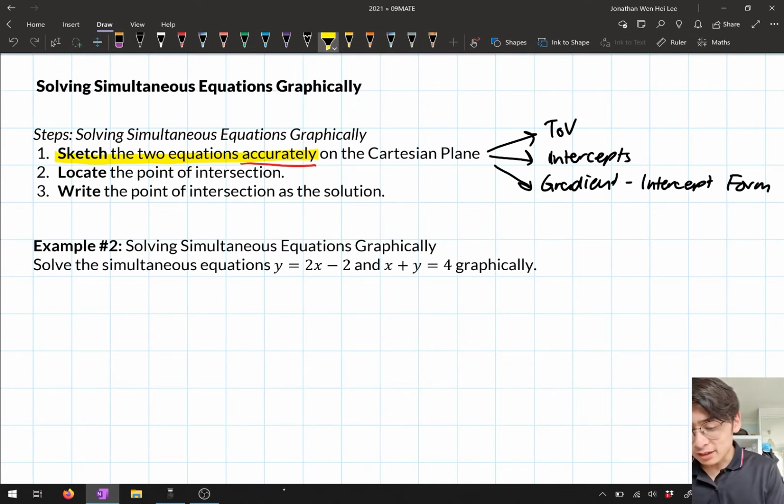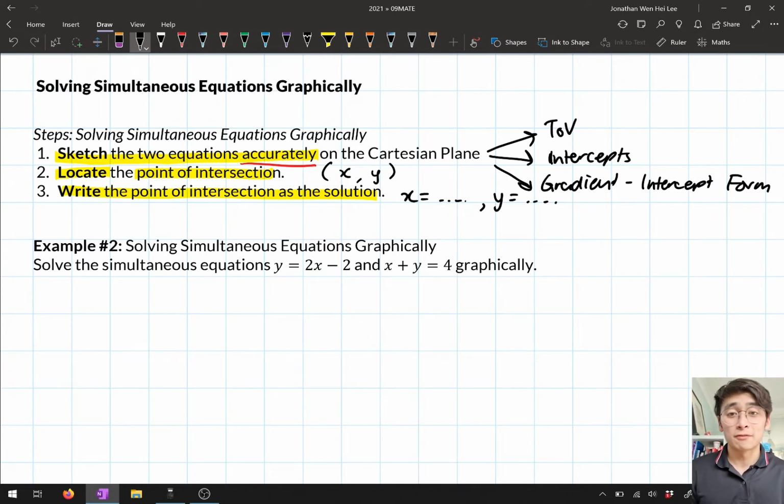First step. Second step is then you want to locate the point of intersection. An important thing to note here is, my point of intersection has an x coordinate and a y coordinate. So we just want to write down what our point of intersection is. And the final part is then to write our point of intersection as a solution. So what we want to do at the end is just go, okay, my x coordinate was this number, my y coordinate was this number. And so we would write x is equal to our number and y is equal to a number. That's what we're going to do as the final step.